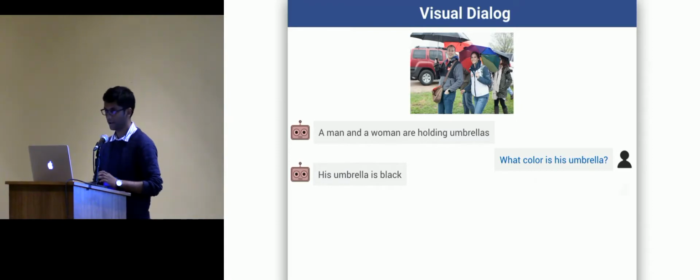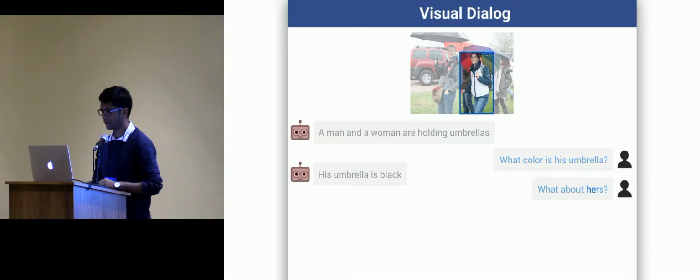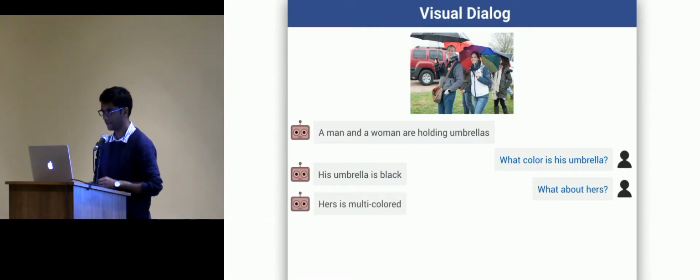A human might ask another follow-up question such as what about hers? To answer this, the model has to understand which person is being talked about, the object that was referred to in the previous rounds of dialogue, zone in on the color of that, and then be able to respond to that in natural language, such as hers is multicolored.